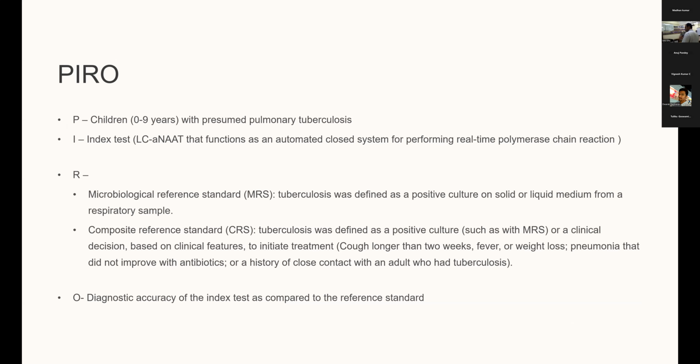The reference standard: some studies that they looked at used a microbiological reference standard, which took either a solid or liquid culture as the gold standard. Whereas others took a composite reference standard, which could either be a positive culture or it could be based on clinical features such as cough longer than 2 weeks, fever, or pneumonia that did not improve with antibiotics. So the clinician decided that the patient has TB. So it was a composite of that. And the outcome they were looking at is the diagnostic accuracy of the index test as compared to this gold standard test that we're looking at.